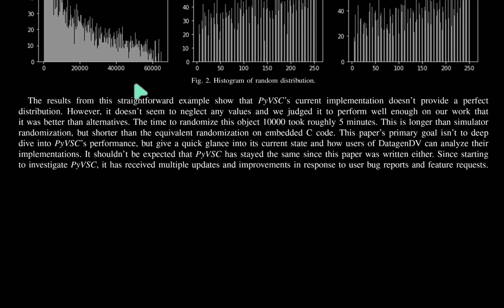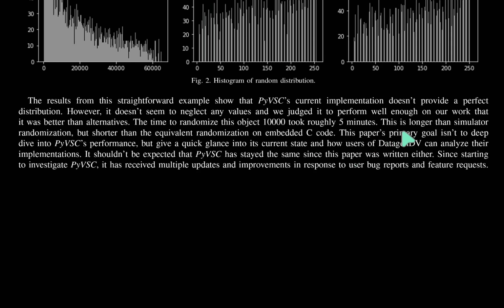The results from the straightforward example show that PyVSC's current implementation doesn't provide a perfect distribution. However, it does not seem to neglect any values, and we judged the performance good enough for our work that it was better than the alternatives. The time to randomize this option 10,000 times took roughly 5 minutes. This is longer than a simulator randomization, but shorter than the equivalent randomization on embedded C code.